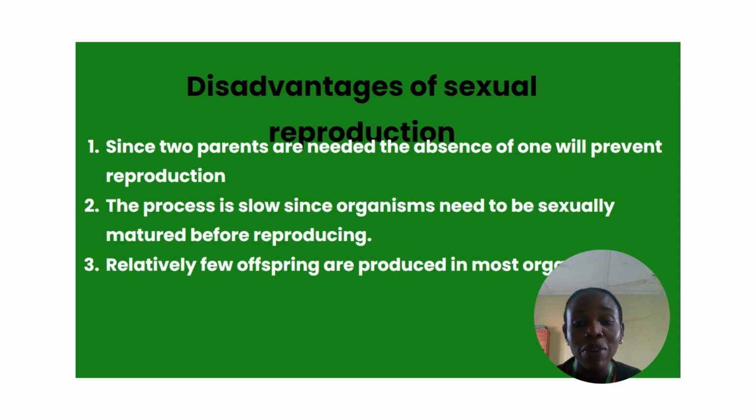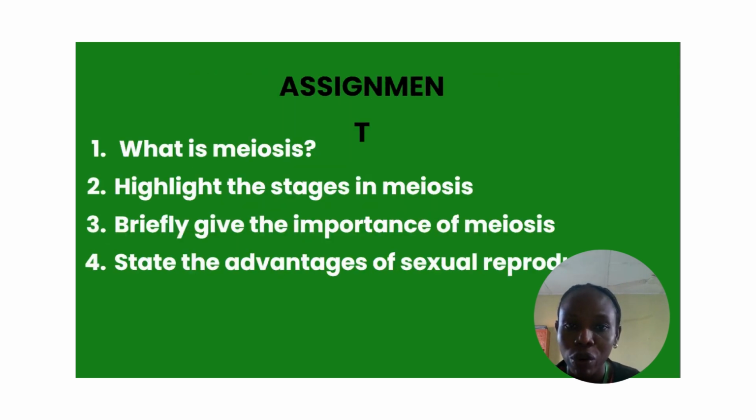Then the third one is that relatively few offspring are produced in most organisms. You can't compare the number of offspring produced during sexual reproduction to that being produced during asexual reproduction. Asexual reproduction, I told you, especially in amoeba, can produce so many times in a day, so far as the environmental conditions are favorable. They keep producing, but that can't happen in sexual reproduction. During sexual reproduction, it brings about few offspring, one, two, three, thereabouts, unlike in the asexual types of reproduction.